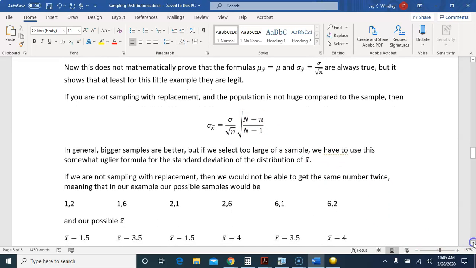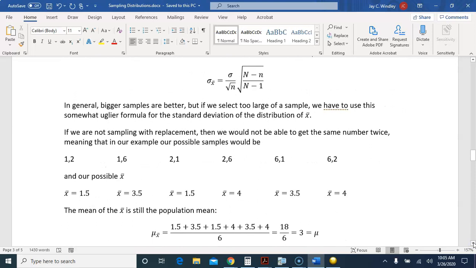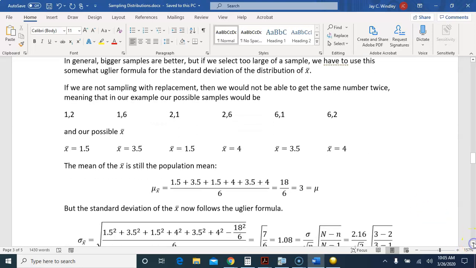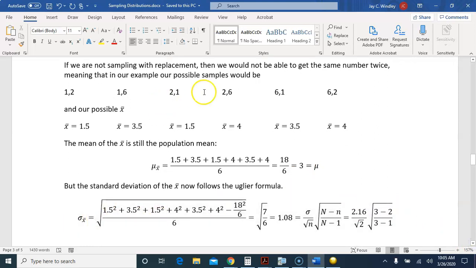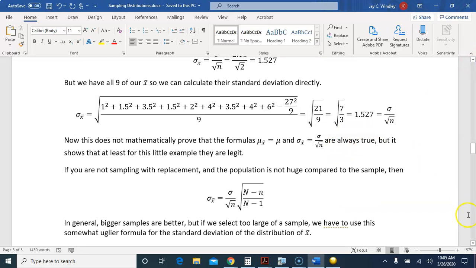So back to our example of our population of just 1, 2, and 6. If we were not sampling with replacement, then we wouldn't be able to get the same number twice. So now there's only 6 possible samples we could get, which results in these 6 values of x bar. Now the mean of the x bars, there's only 6 x bars now, but the mean of the x bars is still the population mean. That doesn't change. But look at the standard deviation of the x bars. The standard deviation of these 6 x bars turns out to be 1.08. Remember before it was 1.52.